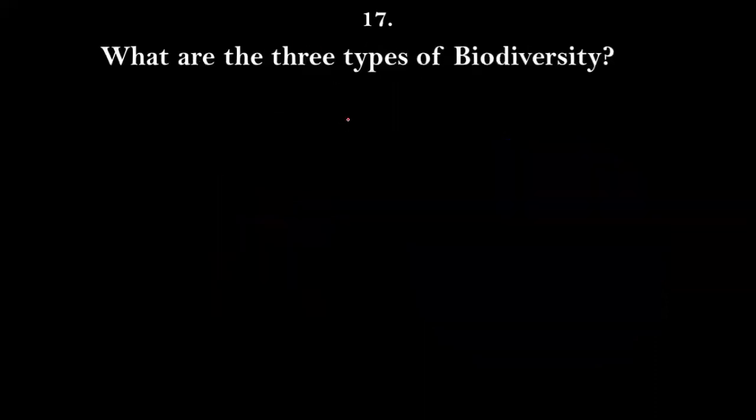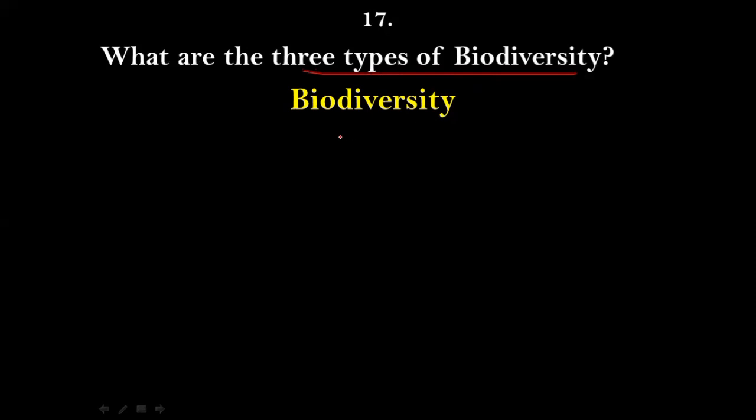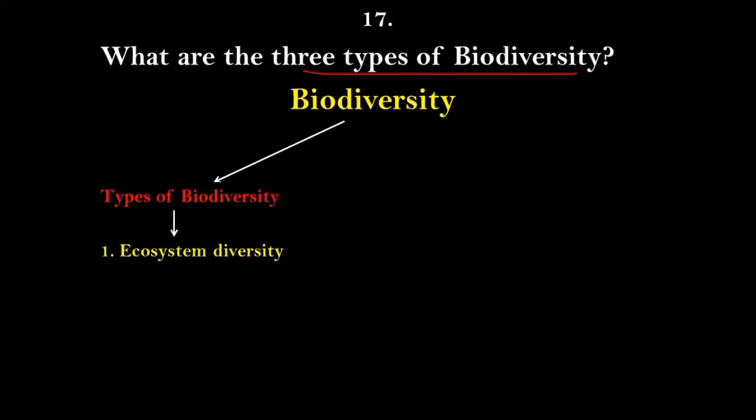Next, question number 17. What are the three types of biodiversity? So as we talk about biodiversity, we should keep in mind the three most important topics with regard to biodiversity. First of all is the type of biodiversity. So the question here is about the three types of biodiversity. We have three types of biodiversity here. The first one being the ecosystem diversity, the second species diversity, and the third genetic diversity. So these are the three types of biodiversity.